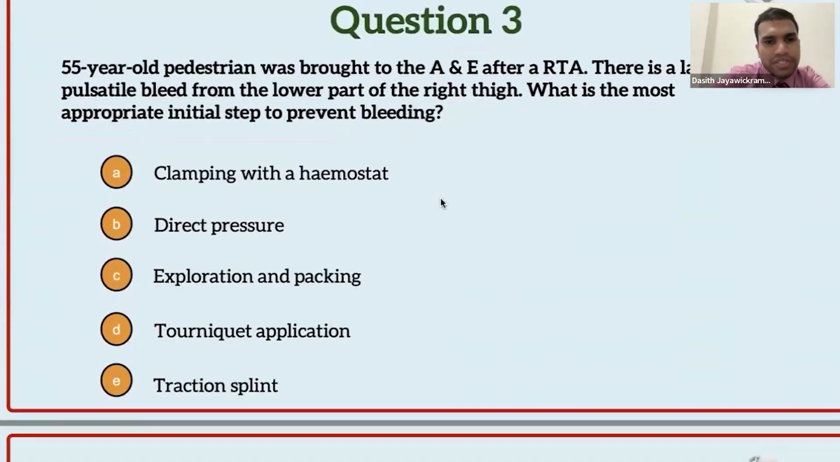A 55-year-old pedestrian was brought to the A&E after an RTA. There's a large pulsatile bleed from the lower part of the right thigh. What is the most appropriate initial step to prevent the bleeding? Clamping with a hemostat, direct pressure, exploring and packing, tourniquet application, or traction splint.